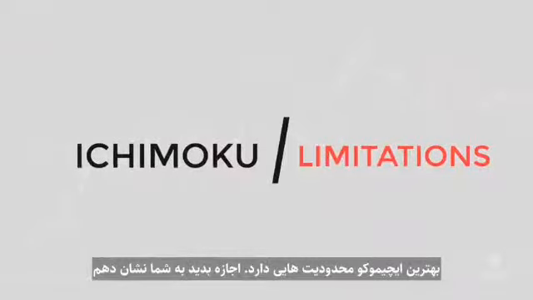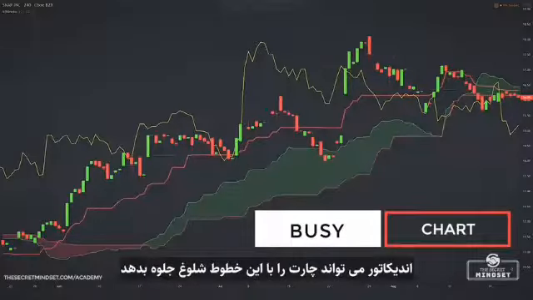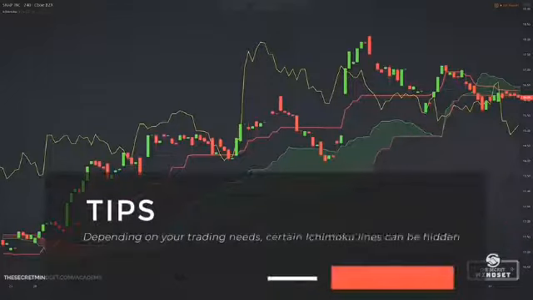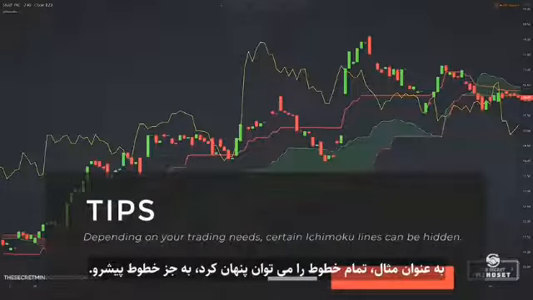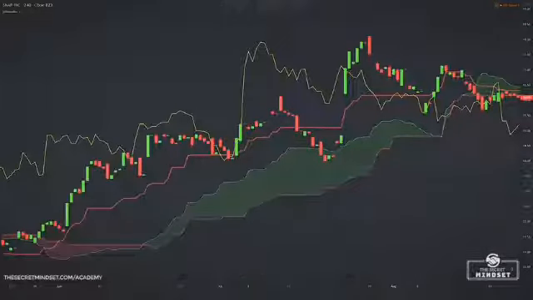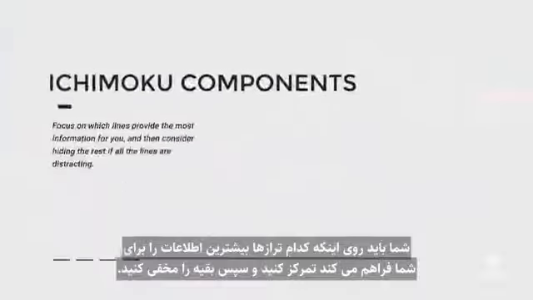Ichimoku does have its limitations. Let's face it, the indicator can make a chart look busy with all the lines. To remedy this, depending on your trading needs, certain lines can be hidden. For example, all the lines can be hidden except for the leading span A and B, which create the cloud. You need to focus on which lines provide the most information for you, and then consider hiding the rest if all the lines are distracting.